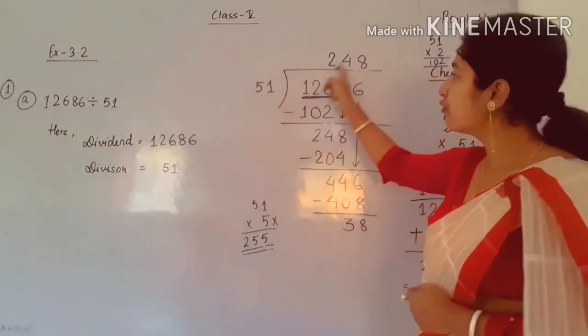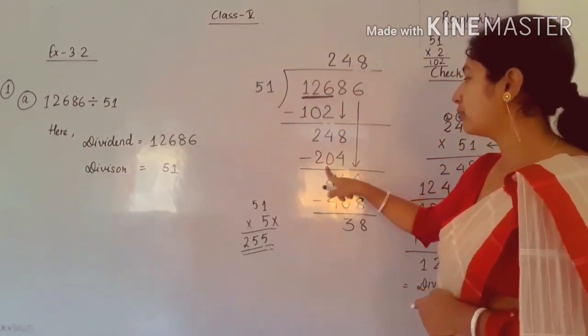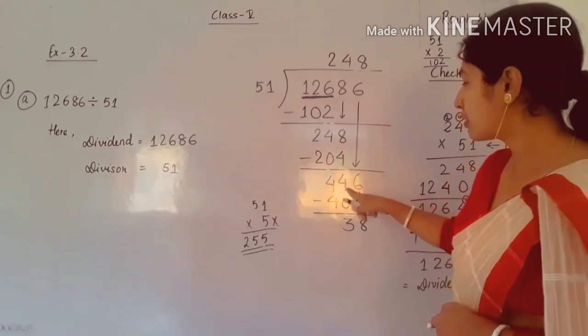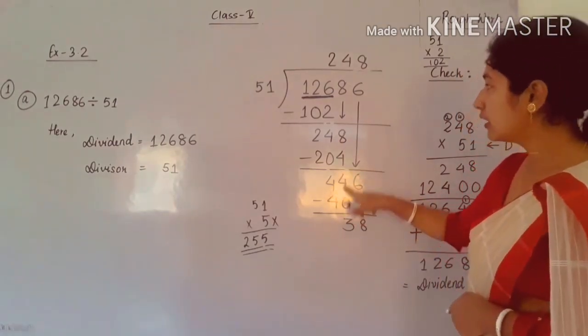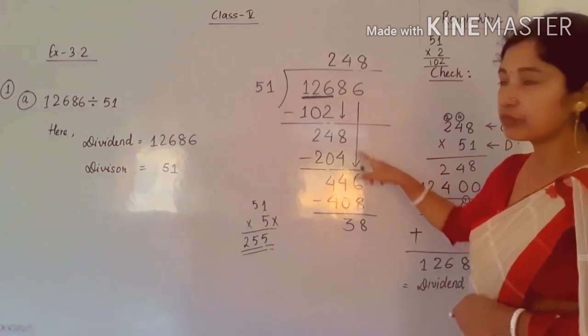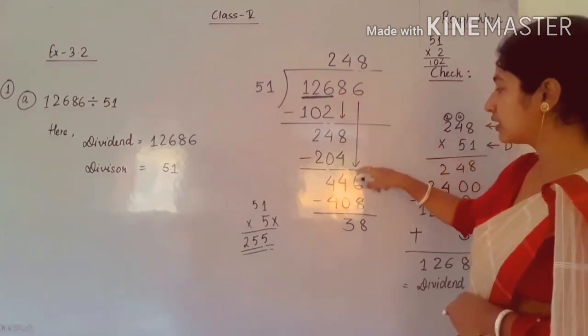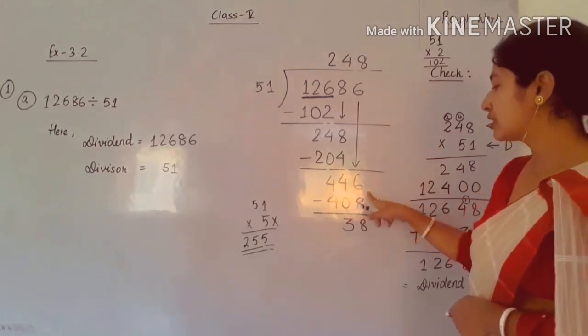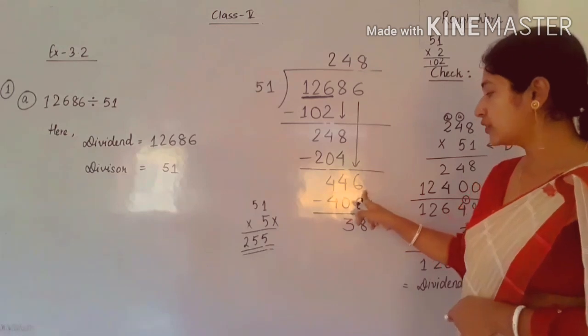So 51 fours are 204. You have to write it below 248. Again you have to subtract. After subtraction I got 44. Then next you have to take 6 from the next digit. Next digit is 6. So 446 is the newly formed number. This is again a 3-digit number.